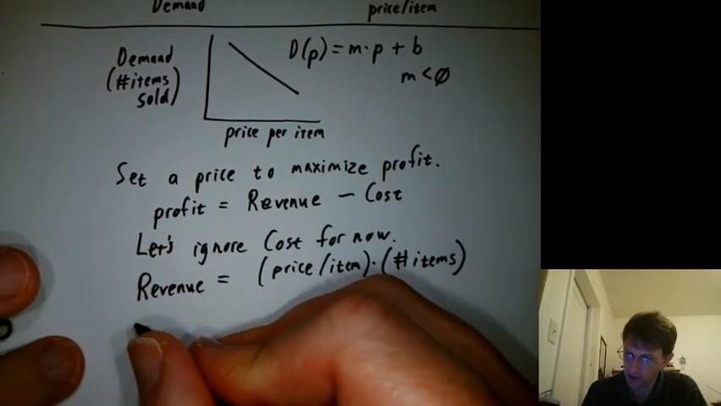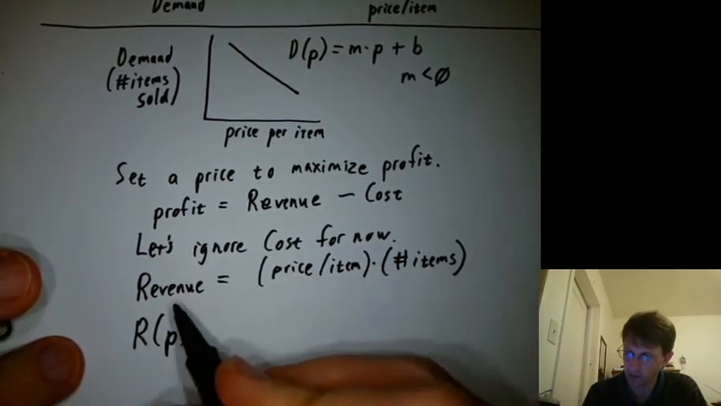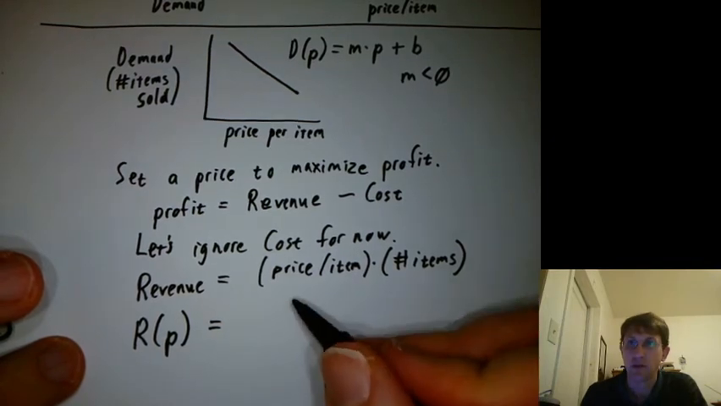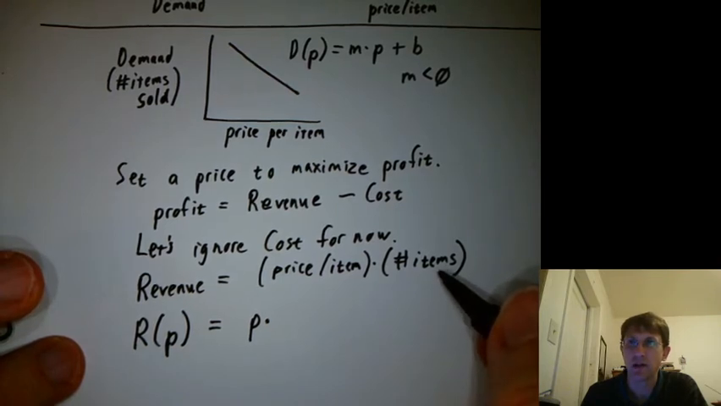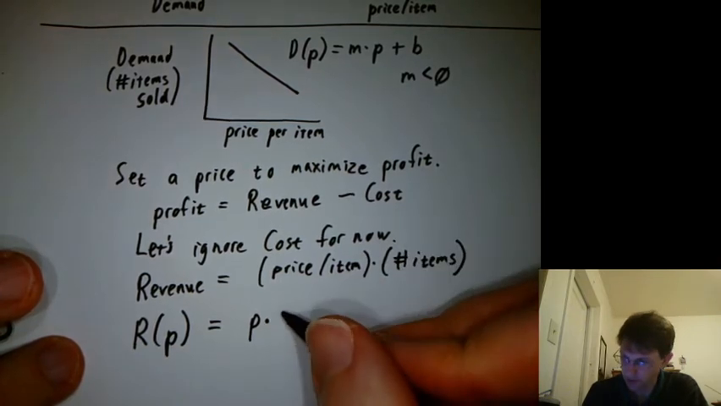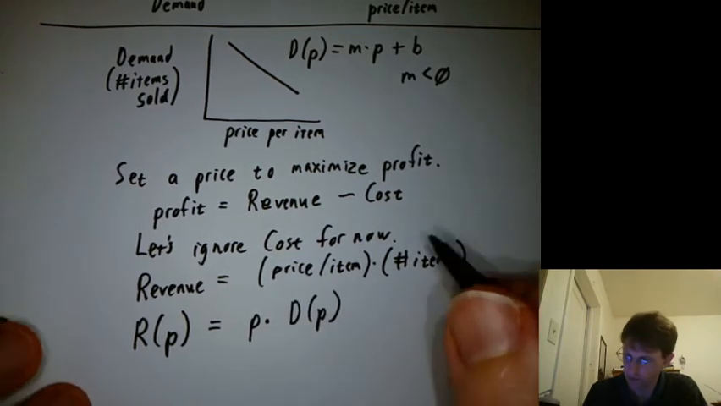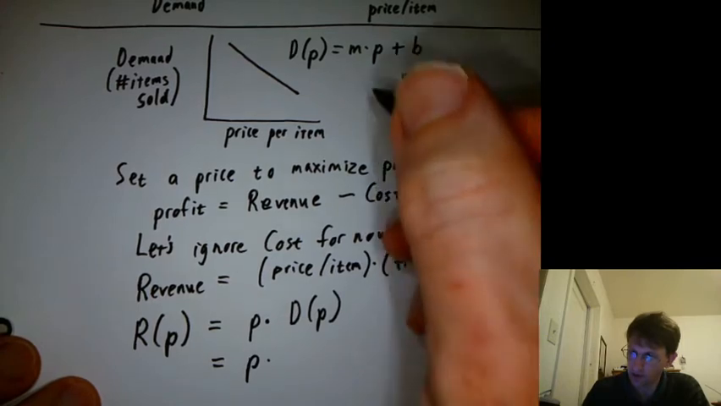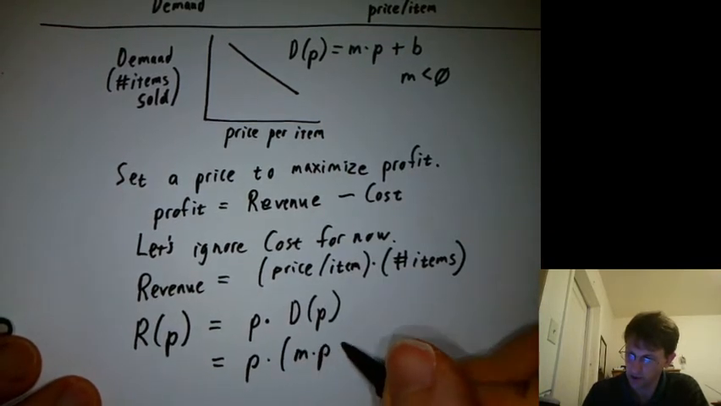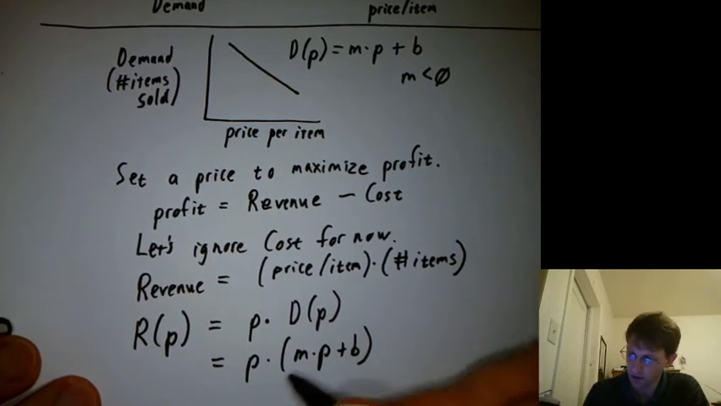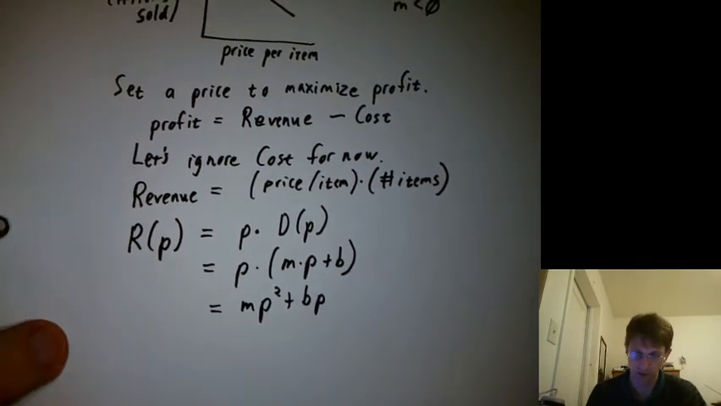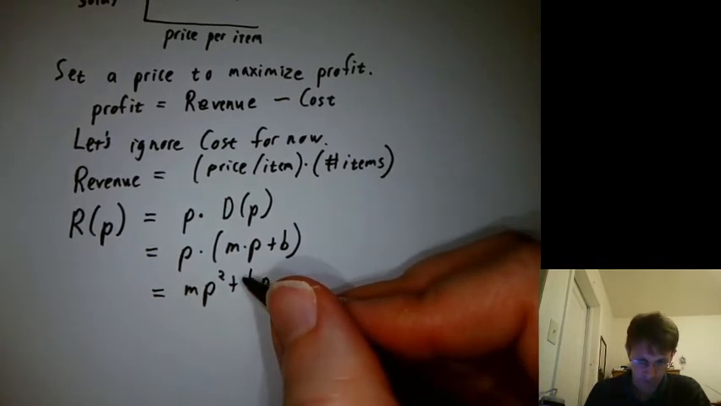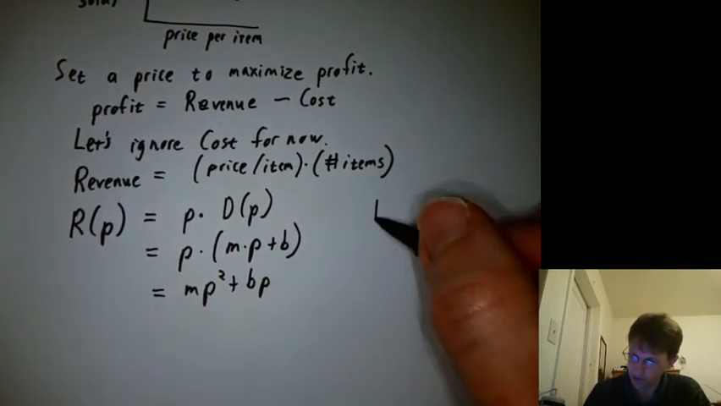So then let's write a math formula. The revenue at a certain price would be the price per item times the number of items you sell. Do we have a name for that? Take a sec to think. That is the demand at that price. And for now we're using a linear demand function, so we can say m times p plus b. And we could do a little bit of algebra: m p squared plus b p. So p is acting as our x value here. What does that look like? Let's graph it real quick.